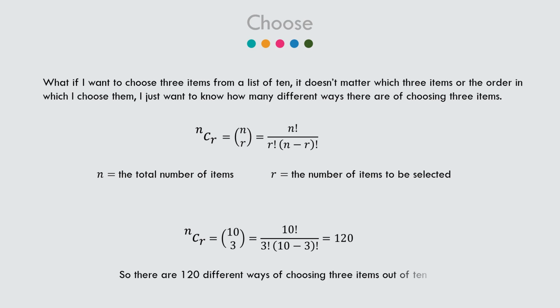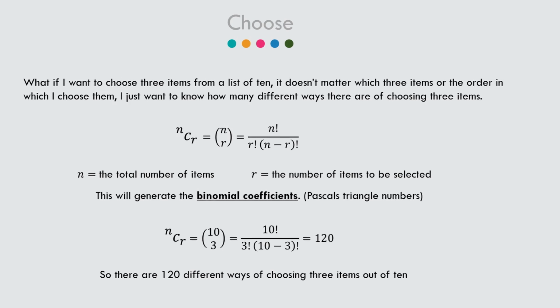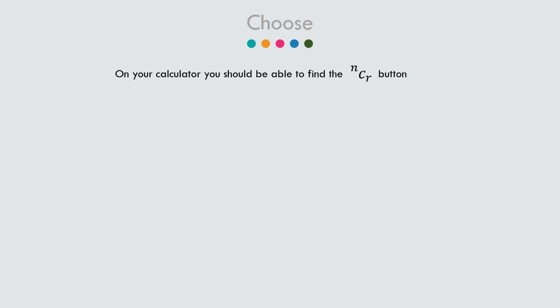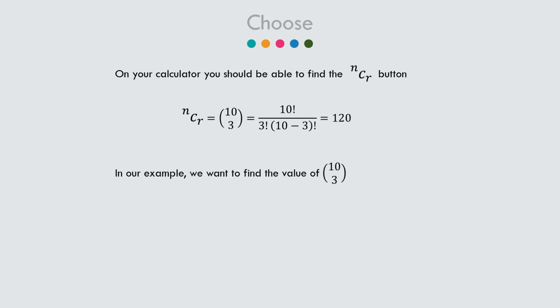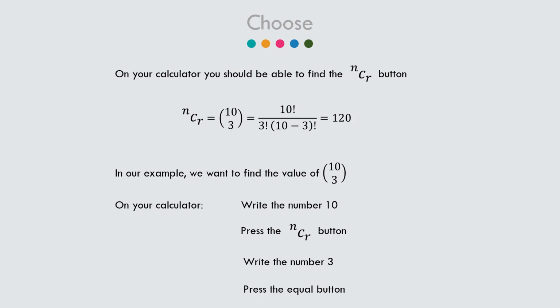But more importantly, this has also generated the binomial coefficient of the 4th row of an expansion to the power of 10. On your calculator, you should be able to find the nCr button. This will enable us to calculate the binomial coefficients much quicker. If we take a look at the previous example, we wanted to find the value of 10C3. So, on your calculator, write the number 10, then press the nCr button, then write the number 3. Then finally press the equal button. You should now see the answer 120 on your calculator display.